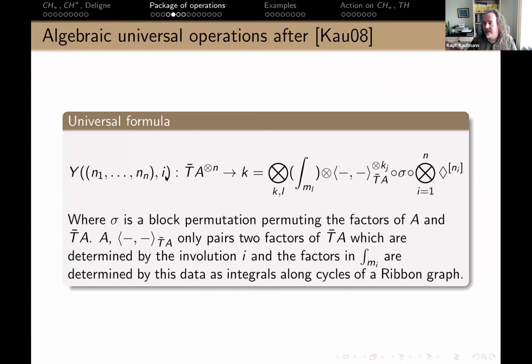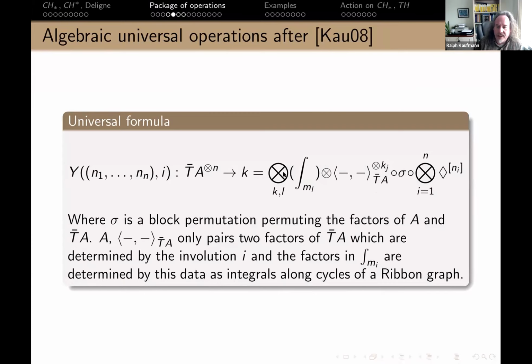This is the I that tells you which factor of t bar A I'm supposed to contract with which factor of t bar A. And then there's this integral. So there's some factors of A, and I apply the co-unit, the co-augmentation map, to some products. What is tricky is how these products are chopped up. And what is the data given here? It's this n1 to nn. These are the powers of this lozenge, this involution, which tells me where I should put these things. And then that data gives me where I should use my integrals.